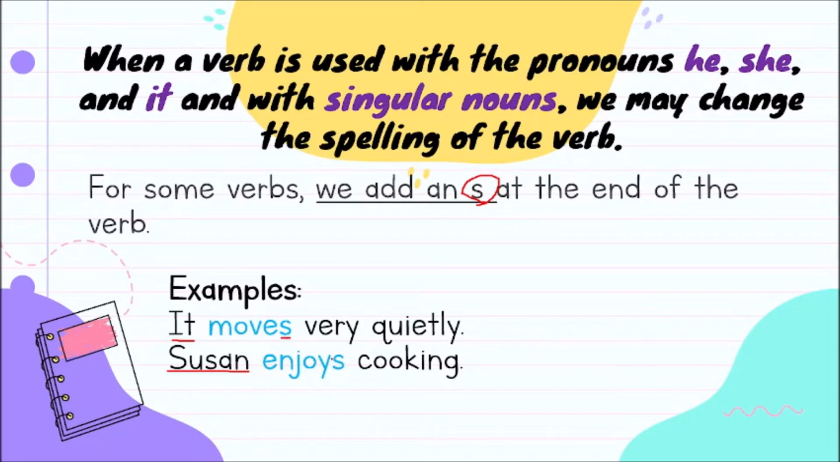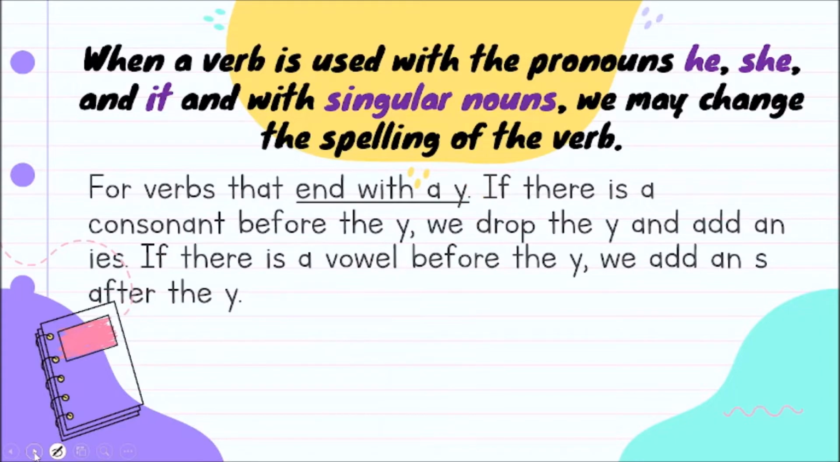That is why we add s to the verb. So our verbs are moves and enjoys. Again, when our noun is singular, we add s on some verbs. And here are the other rules for that.